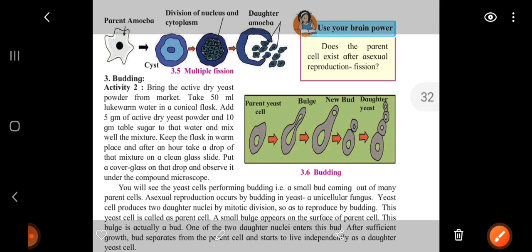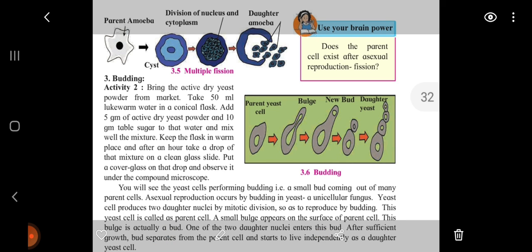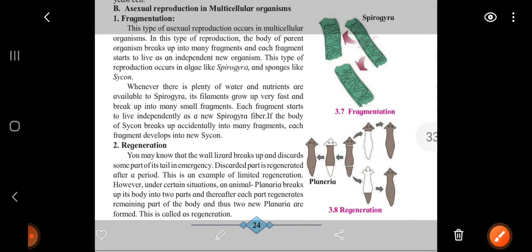So this bulge is actually a bud, and one of the two daughter nuclei enters this bud. After sufficient growth, the bud separates, detaching itself from the parent cell and starting to live independently as a daughter yeast cell. Budding, as the name itself says, is the formation of a bud, and the new bud then starts forming multiple buds, and that is how the new buds come out and develop into new yeast parent cells. Now, this was asexual reproduction in unicellular organisms.